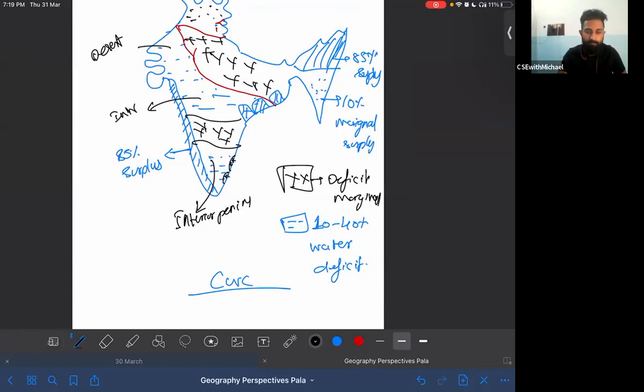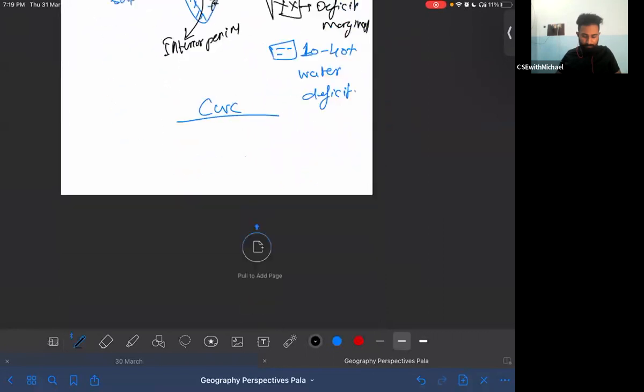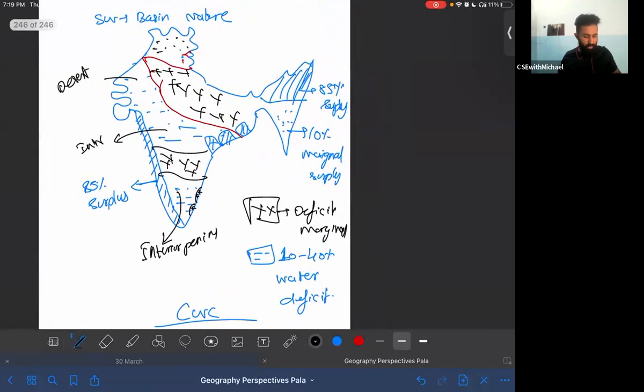Okay, so that is something we can understand about the pattern of water use in India. Okay, this would be enough. We don't have to go into too much factual information on that. We'll see how the water use levels are in India.